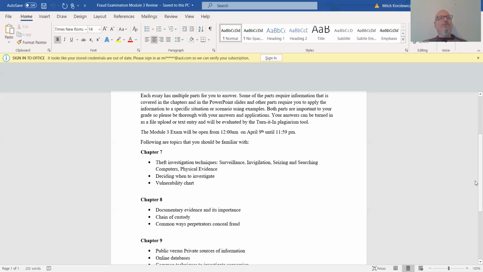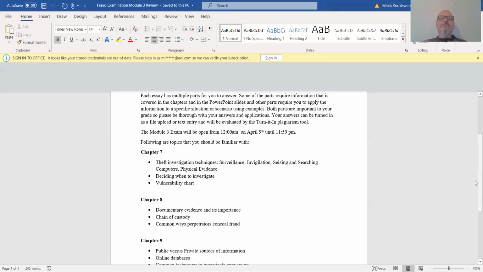If you're going to perform some surveillance and go undercover and try to catch somebody in the act, I want you to think about this. Should you get your corporation's legal department involved? Should you get your human resource department involved? I want you to think about that. So there's a hint for you. What would be the importance of getting them involved if you decided they needed to be involved? I want you to think about deciding when to investigate.